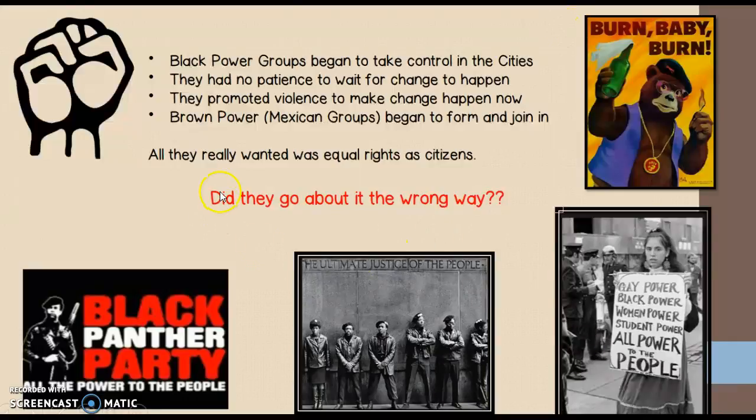But it didn't really always help the way they wanted it to. So, I don't know, something to think about is, do you think that that's going about it the wrong way? If you want change to happen, how do you make it happen? Do you force it to happen, or do you talk about it and ask for it and work on it slowly? That was the conflict. Some people were willing to wait for it to change slowly, and other people didn't want to wait anymore.